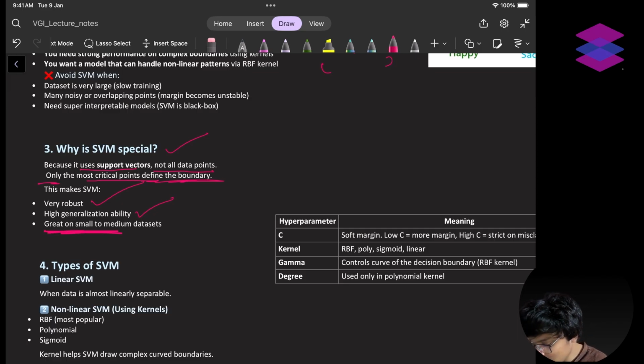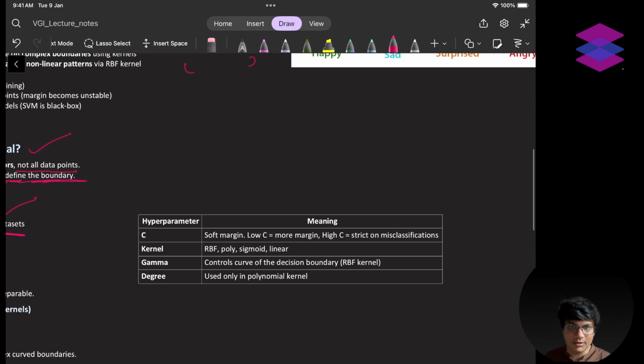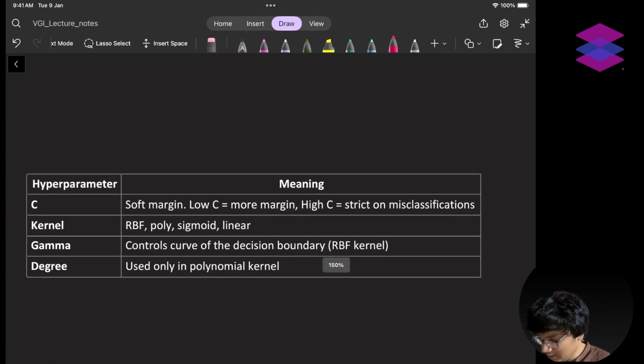Then it is actually great on small to medium data sets, right? Small to medium data sets with high dimension. In low dimension it is okay, you can also operate this classification algorithm. Now, what is the meaning?